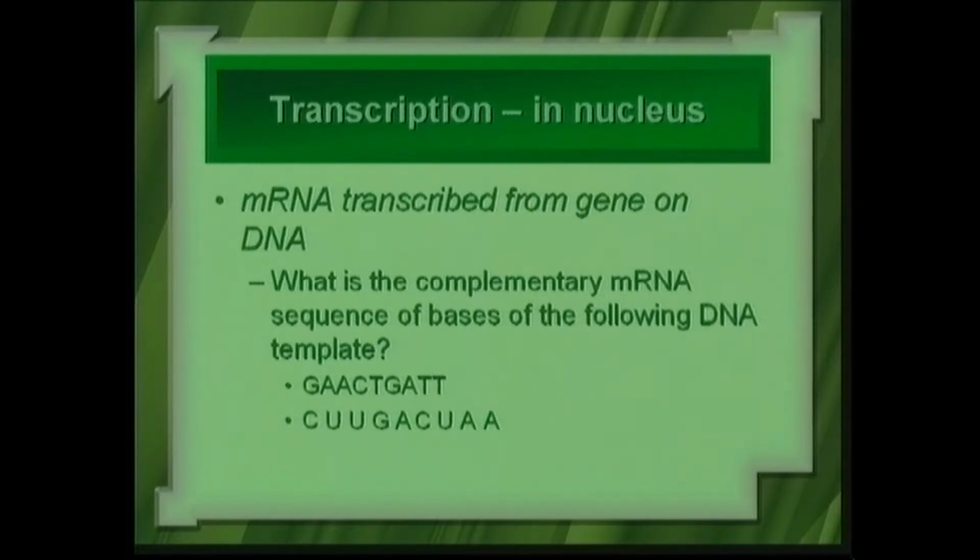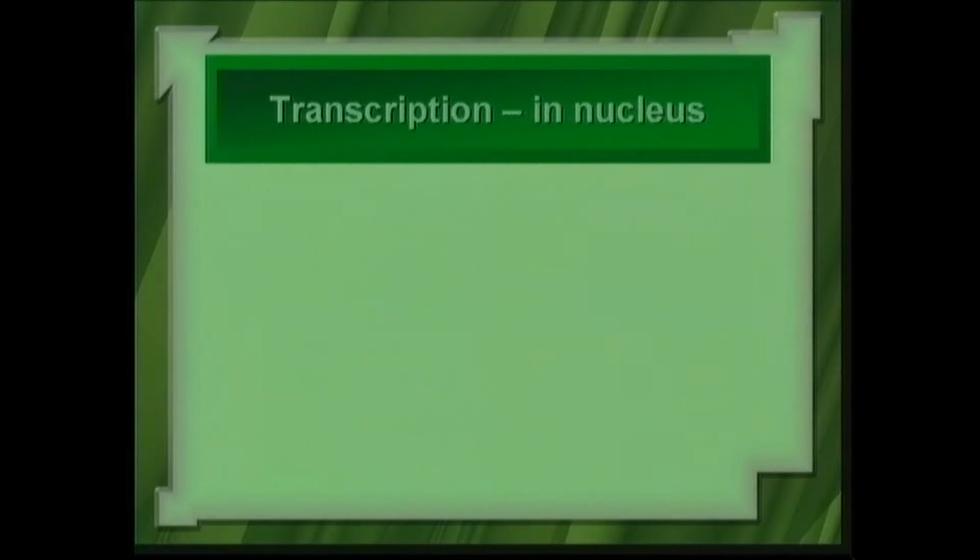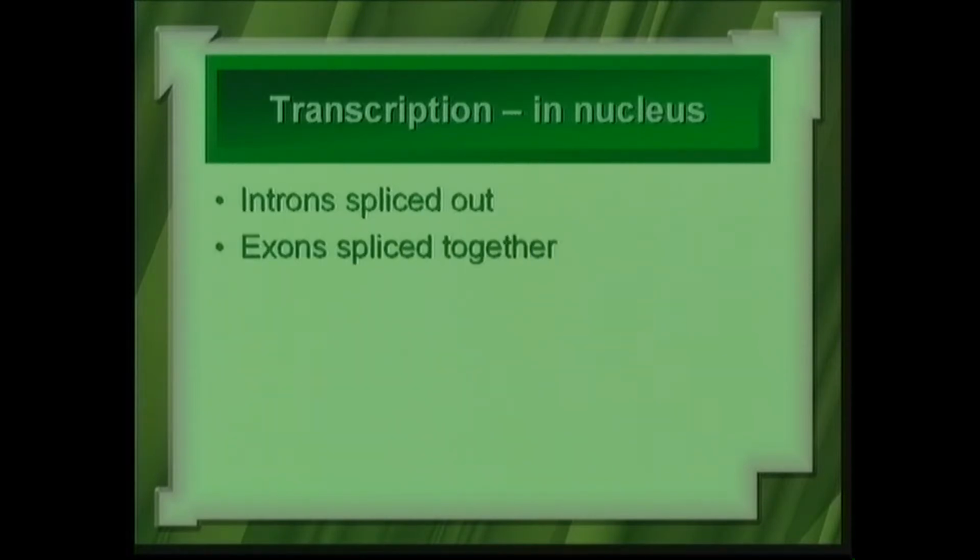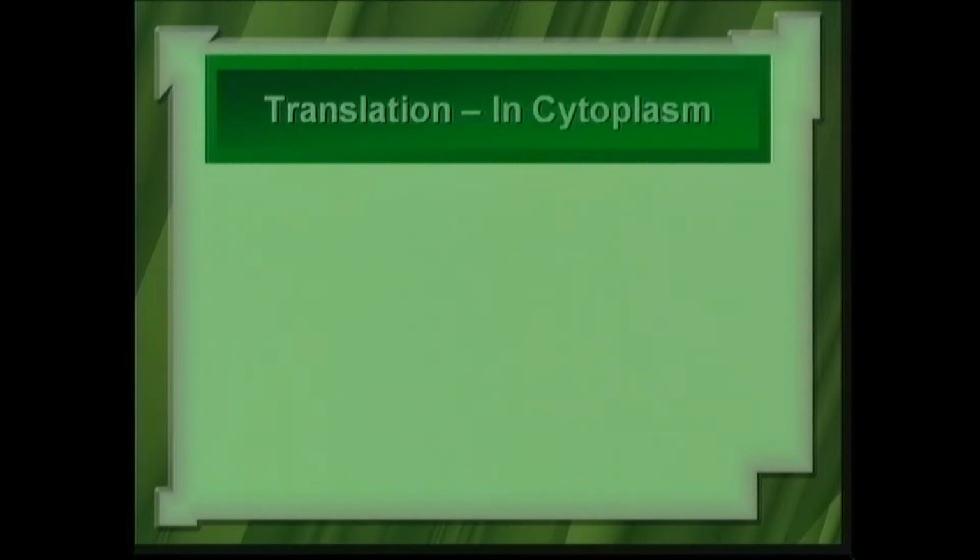This is another thing you might have a test question on, so please don't get confused. Remember, DNA has T, RNA has U. So the next thing that happens is that the non-coding regions on the messenger RNA are spliced out. Then the coding regions of the messenger RNA, called the exons, are spliced together. Then you have a functional, ready-to-go messenger RNA.